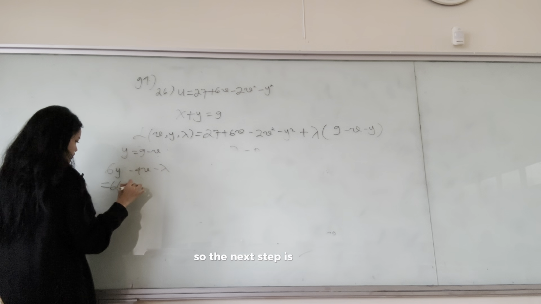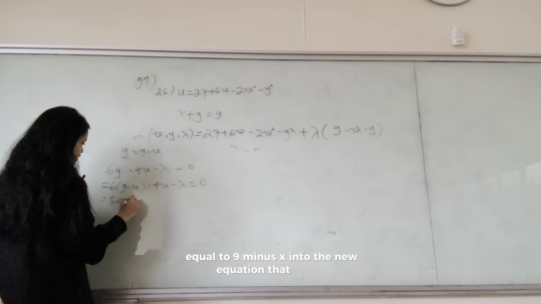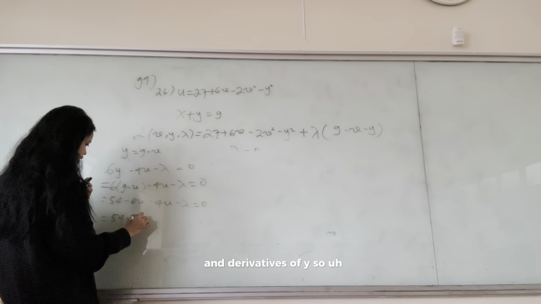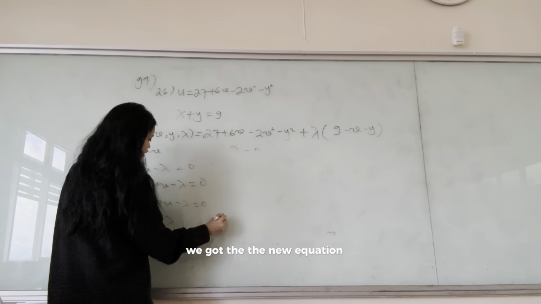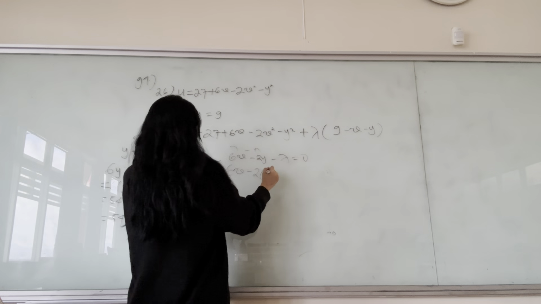The next step is to substitute y equals 9 minus x into the new equations that we got for the first derivative of x and the derivative of y. After this, we got the new equations to find the value of x and the value of y. After we got these two new equations, we can calculate to find x. X is 4. Y is 9 minus x, so the value of x and y is 4 and 5.